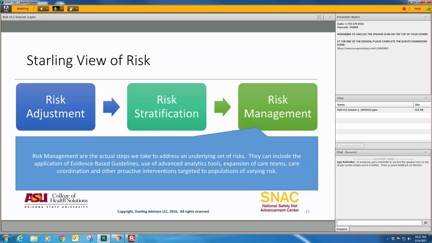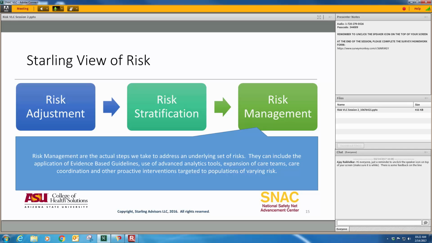And then the risk management component is very simply what we do about it. So it is the individual pathways or the set of steps that we take to address an underlying set of risks. Different patients in different risk stratification categories will likely receive different pathways of care, and we like to have those rely heavily on evidence-based guidelines. It typically requires the use of fairly sophisticated analytics tools. It often requires us to expand the care team and care coordination and other proactive interventions that are really targeted to populations of varying risk.